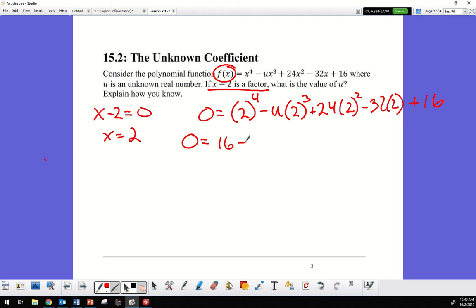What did we say 2 to the 3rd power was? 8. So it's going to be 8, and I'm trying to find the u. 8u. All right, the next one's going to be 2 squared is 4, right? 4 times 24, 96. So plus 96. And 32 times 2, minus 64, and plus 16.